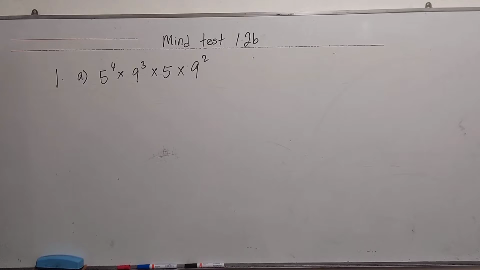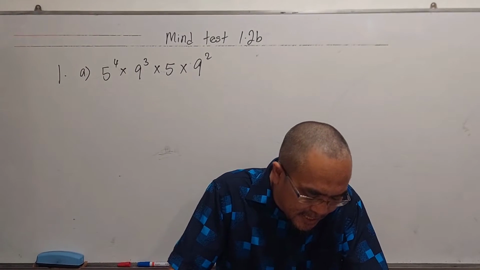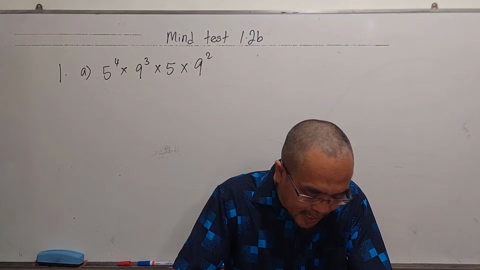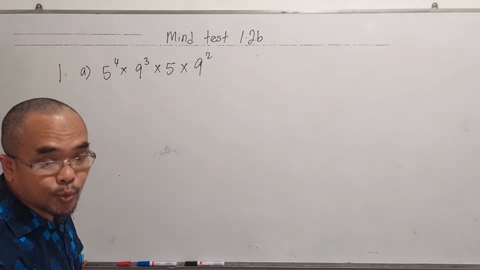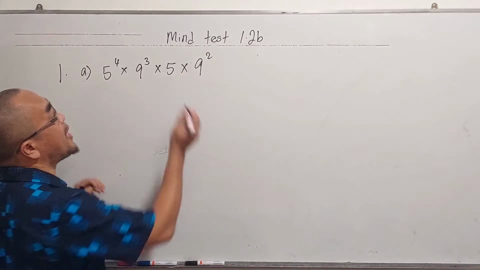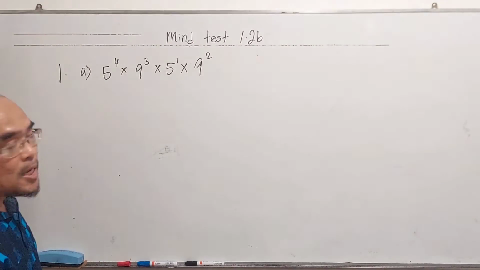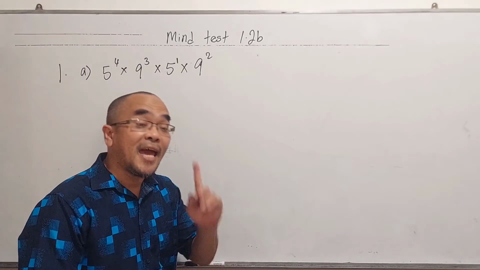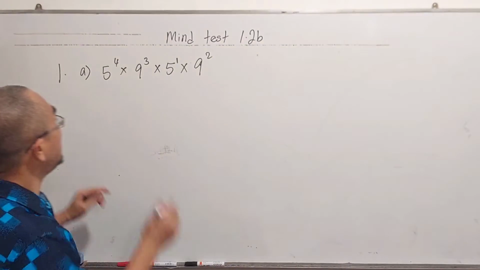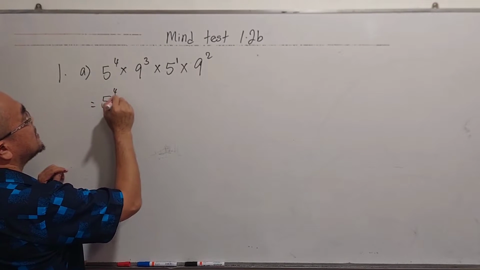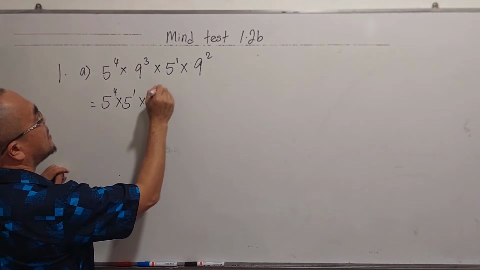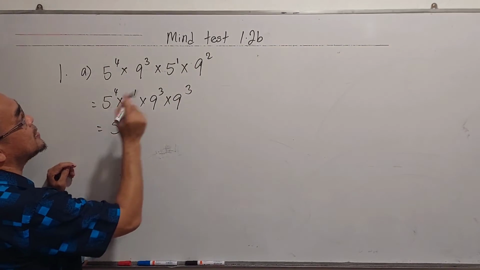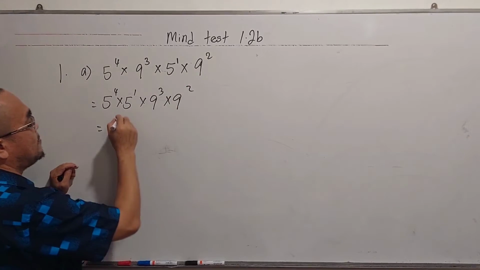Mind test 1.2b. State in the simplest index form. 5 to the power of 4 times 9 to the power of 3 times 5 times 9 to the power of 2. First, I will write down 5 to the power of 1. Okay. So the concept of index is we can simplify on the condition that the bases are the same. Alright. So I rewrite this, because these two are the same, so it means 4 plus 1.